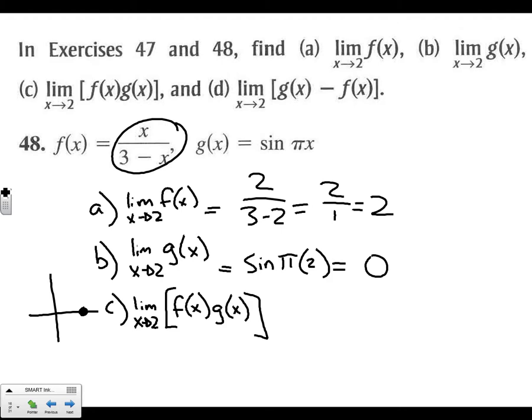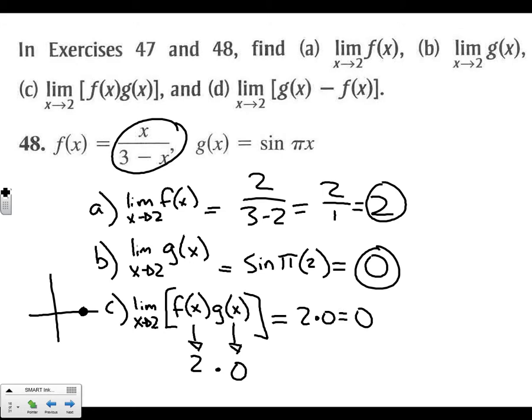Alright, so this is really the crux of this problem. Since we already know that the limit of f of x as x approaches 2 is 2, and g of x is 0, we're just going to be able to multiply these together and say 2 times 0, which is 0. Alright? And same thing for the last one. Since we've already done the limit of them individually, we can just subtract them. We've got 0 minus 2. And so for problem D, the answer is going to be negative 2. Alright, so you can combine limits if you know each individual limit.